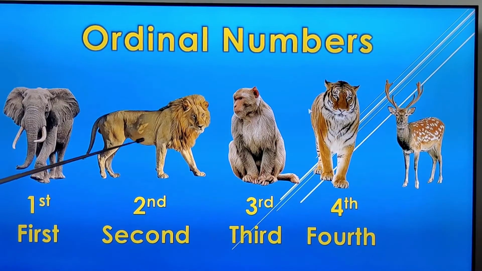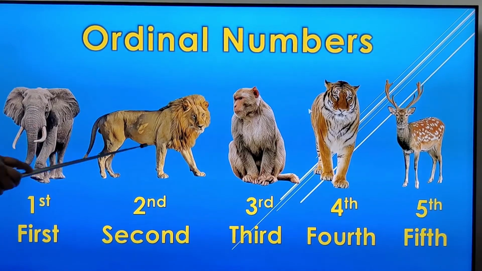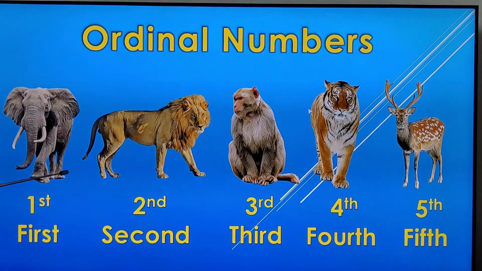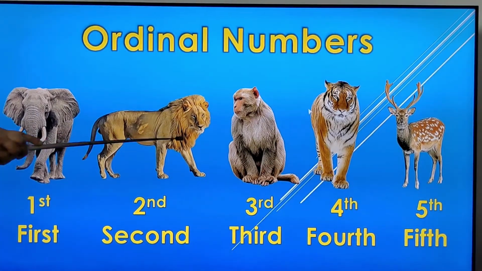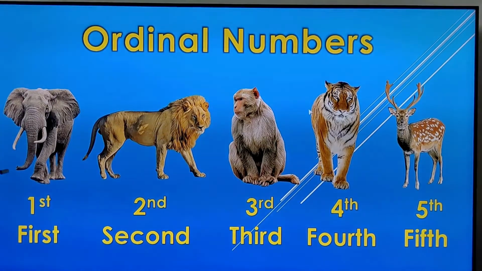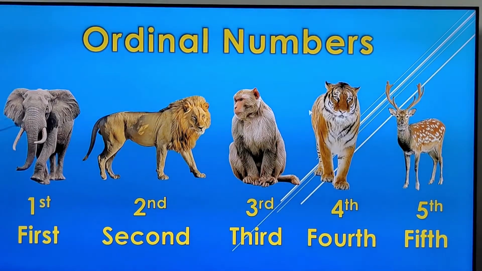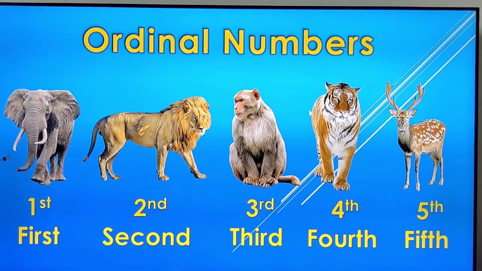Now listen here, children. Here how many animals are there? Count 1, 2, 3, 4, 5. If we want to count the animals, we should count like 1, 2, 3, 4, 5. But now we should know the position in which place the animal is placed. So how should we count? In which place is the elephant placed?